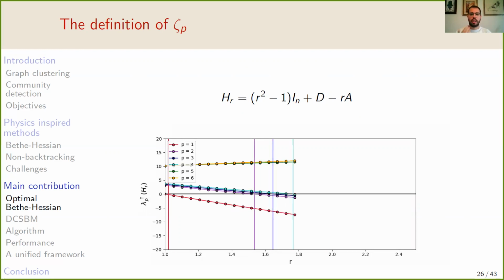Then the same fate happens for the third and the fourth eigenvalue, and these are the definitions of zeta_3 and zeta_4. For any value of r, we see that the 5th smallest and all the subsequent eigenvalues of H_r do not cross 0, hence zeta_5 and all the subsequent zetas are not defined. So I repeat, zeta_p is the smallest value of r greater or equal to 1 so that the pth smallest eigenvalue of H_r is equal to 0, and they correspond to these 4 vertical lines.